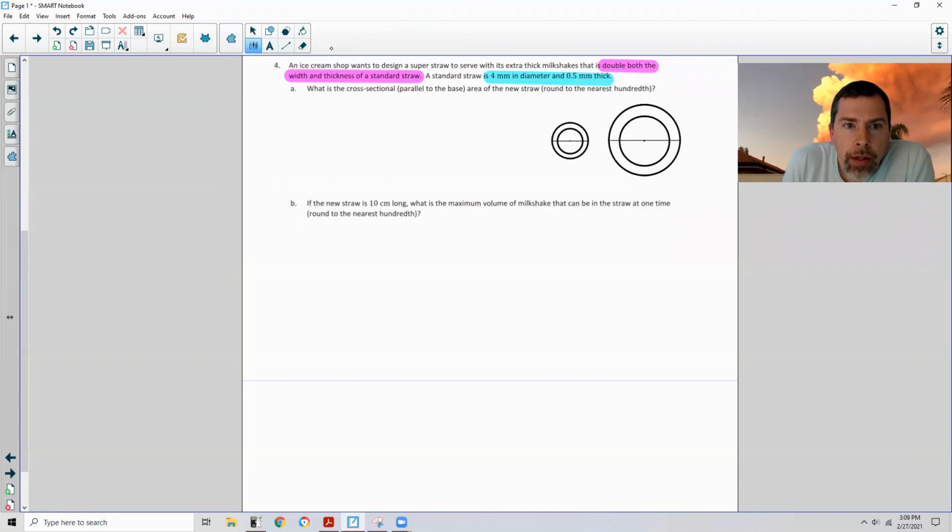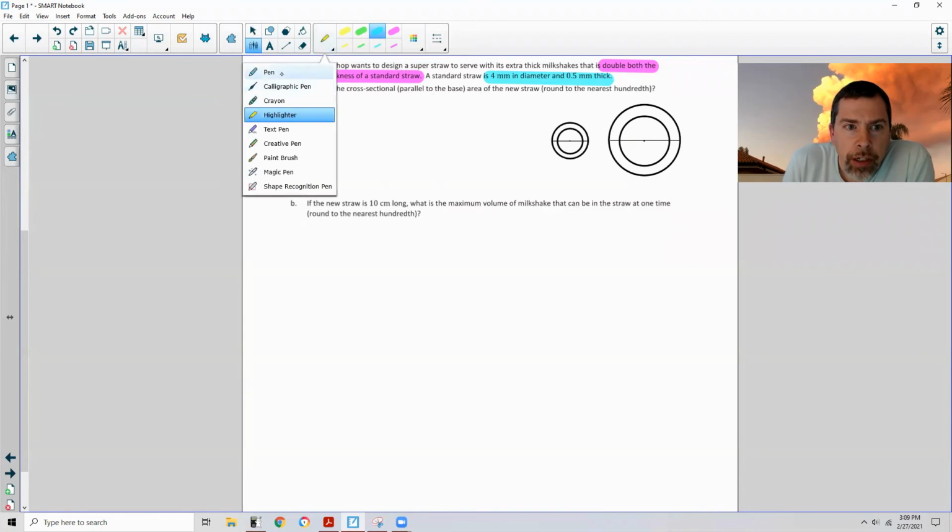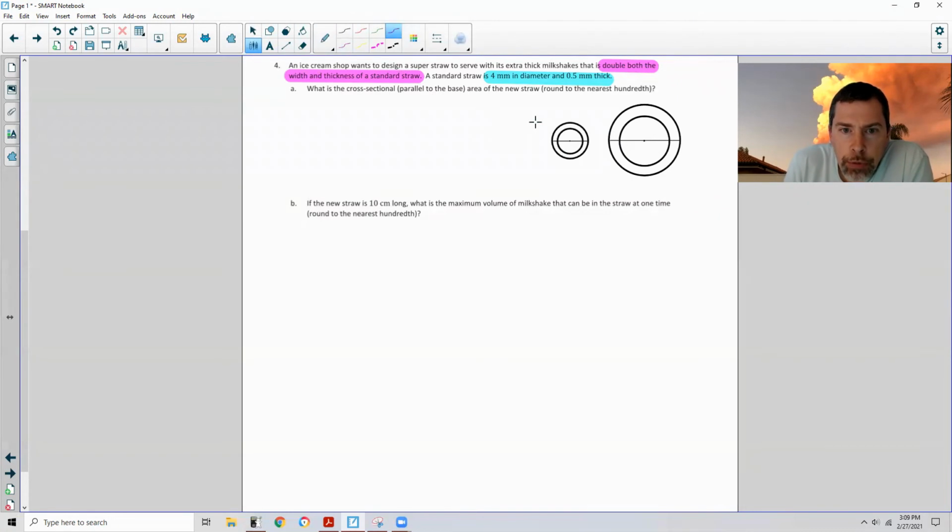Okay, now let's label these up. Choose blue. Okay, so let's see. A standard straw is 4 millimeters in diameter. So this whole distance is 4 millimeters.